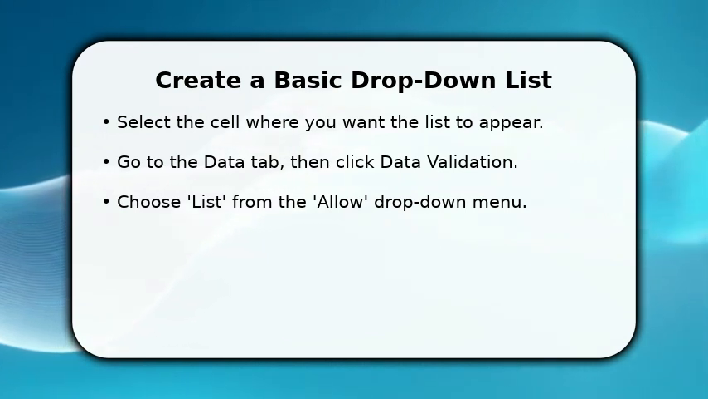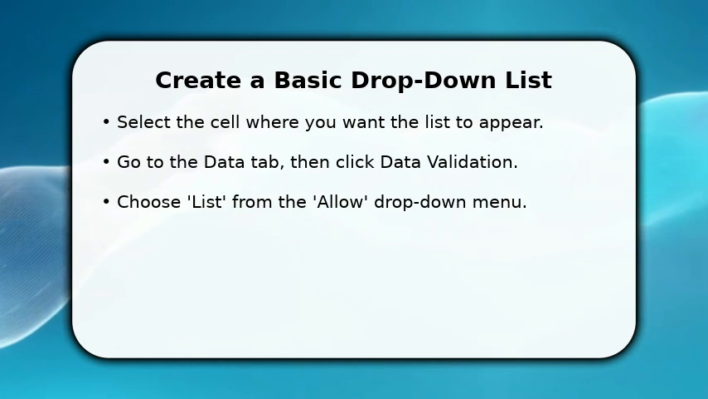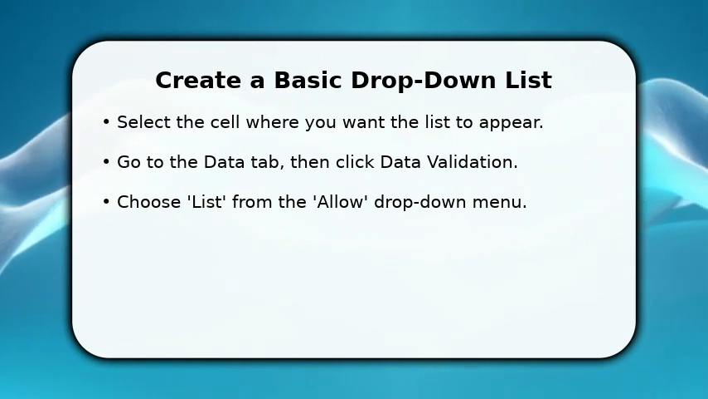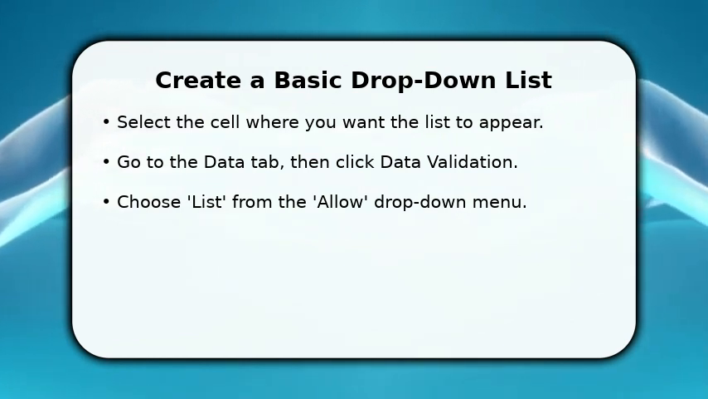In the Data Validation dialog box, choose List from the Allow drop-down menu. Finally, in the Source box, type your list items, separating each one with a comma. This simple process quickly adds interactive choices to your spreadsheet.